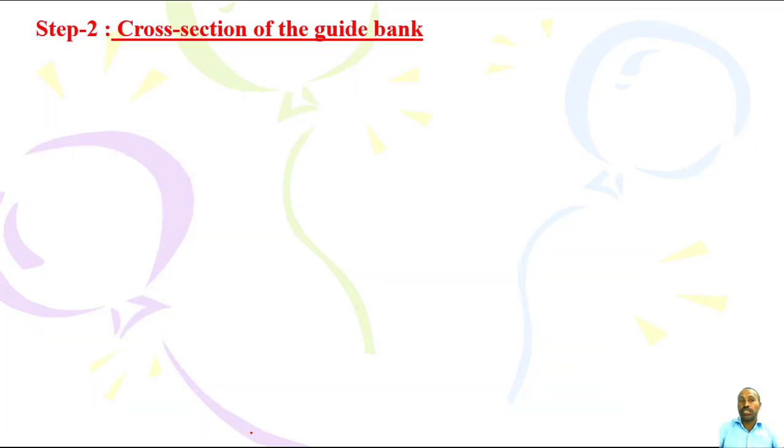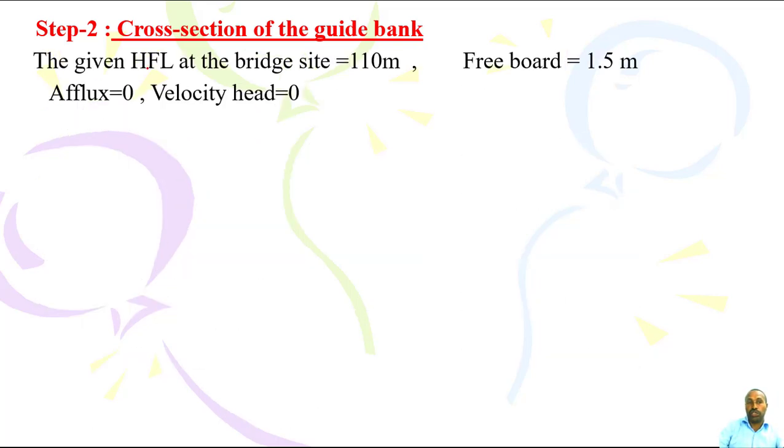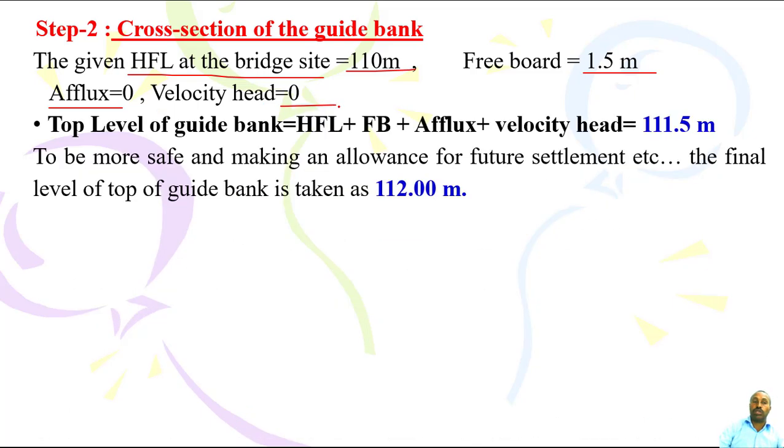Then the second step is cross section of the guide bank. Let us take the given HFL at the bridge site, which is 110 meter, and freeboard you have, and afflux you don't have. So afflux is nothing, the rise or heading up of water near the bridge structure. So afflux is zero, velocity is zero. Then we can have top level of guide bank, which is HFL plus freeboard plus afflux plus velocity head.